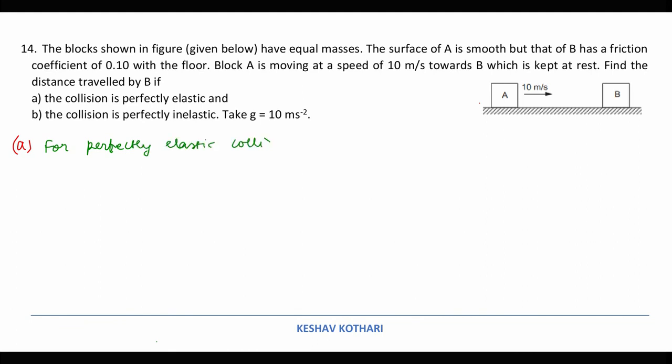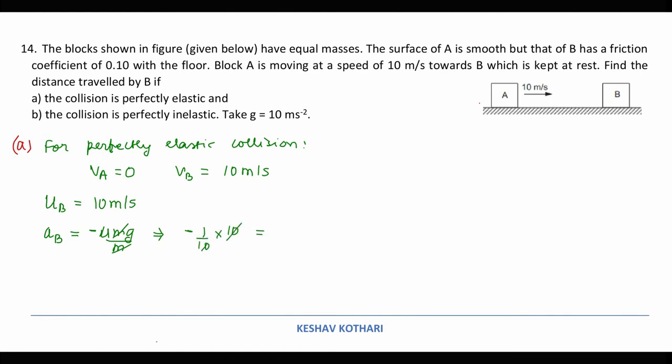if like masses collide with each other head-on in a perfectly elastic collision, they interchange their velocity. So after the collision, A will come to rest and B will start moving with a speed equal to 10 meter per second. Now I am considering that the initial velocity of B is equal to 10 meter per second, and due to the frictional force, an acceleration will come in, which can be written as mu mg upon m. Over here we are only using the mass of block B, and it is going to oppose the motion. So mu is equal to 0.1, that is 1 by 10, into g, that is 10. So we get acceleration equal to 1 meter per second square.